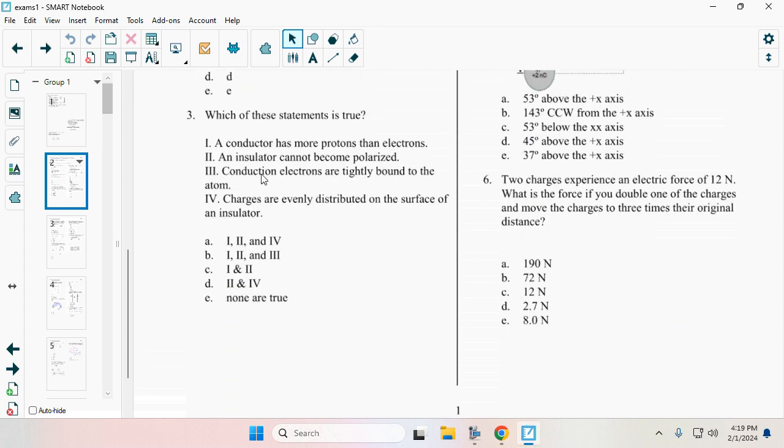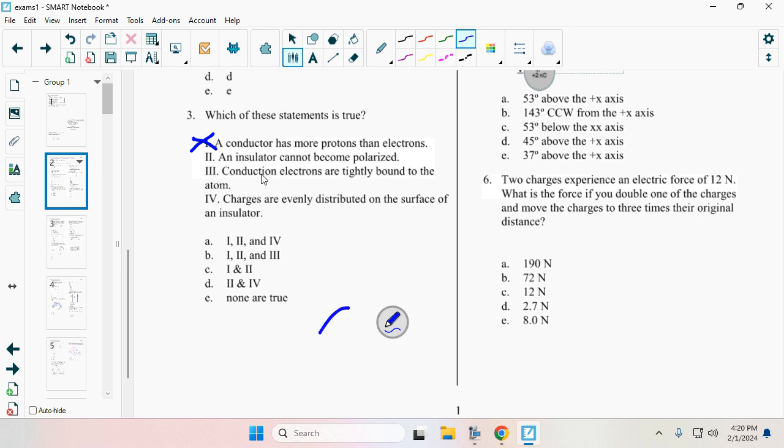Okay, which of these statements is true? A conductor has more... Okay, so which of these are true? A conductor does... numbers, because it's neutral. A conductor will be. That statement is not true. An insulator cannot.